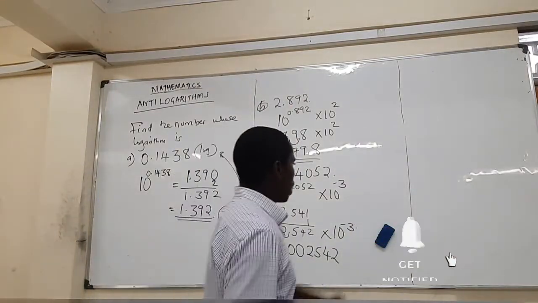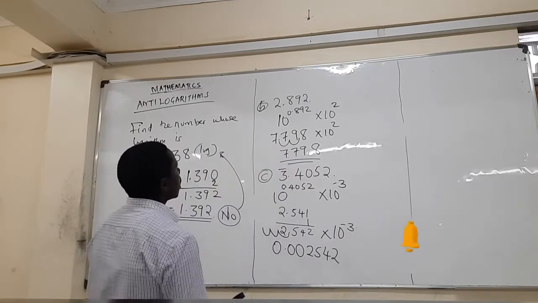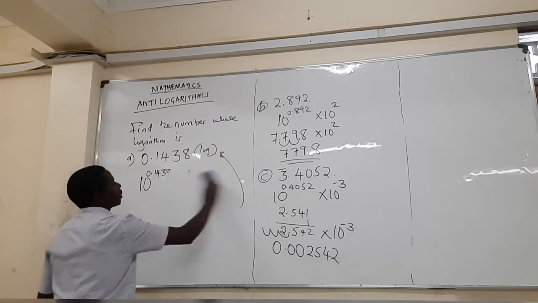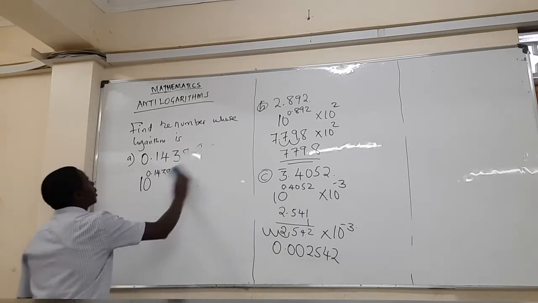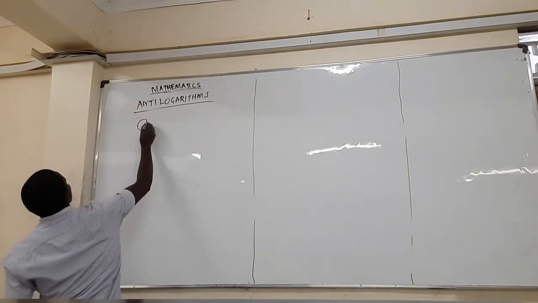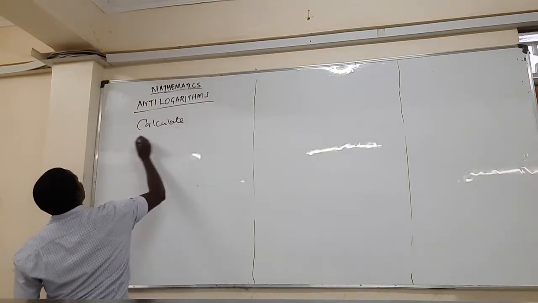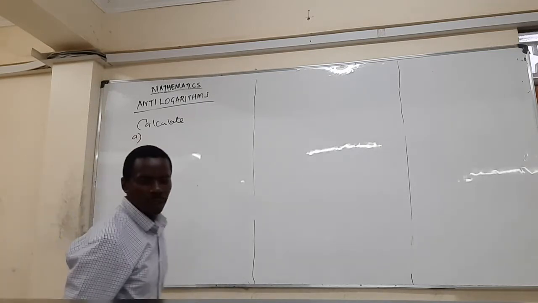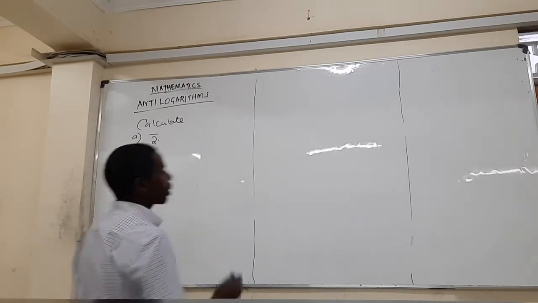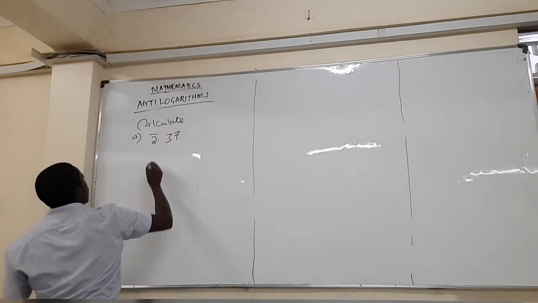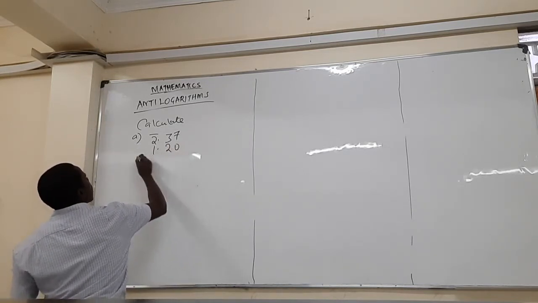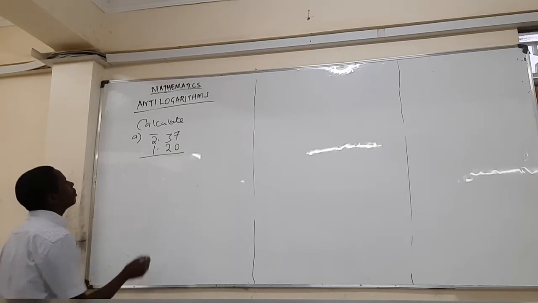And I want us to look at something else very related to that. That is addition and subtraction of the bar numbers. Calculate: you have bar 2.37. We add bar 1.20. So these are bar numbers, we are adding them.